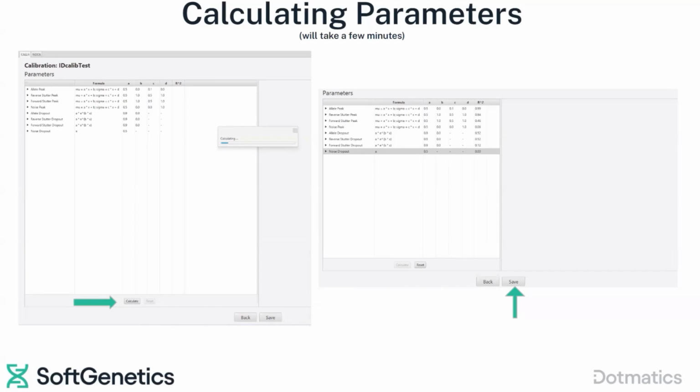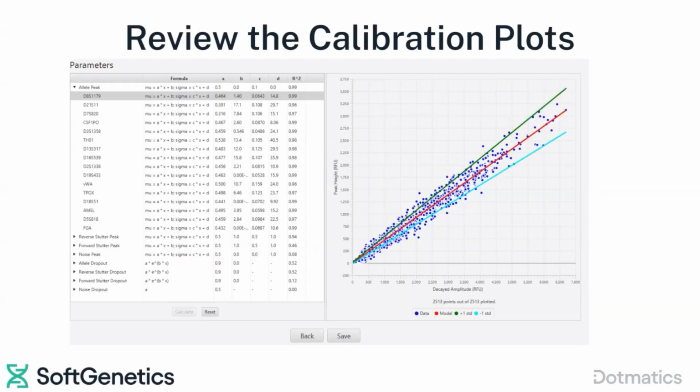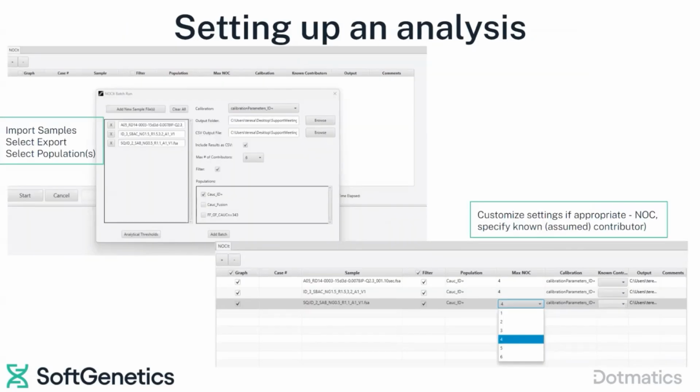mixture analyses. You can click on any of the parameters to review the plots and see the models that have been developed for the data. If you notice any anomalies, you can check your input files, make any necessary edits, and then you can rerun the calculation. Now you're ready to run some mixture samples.